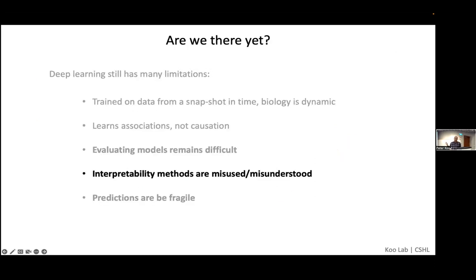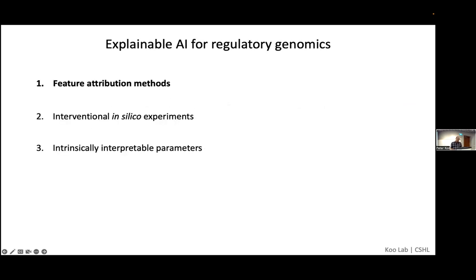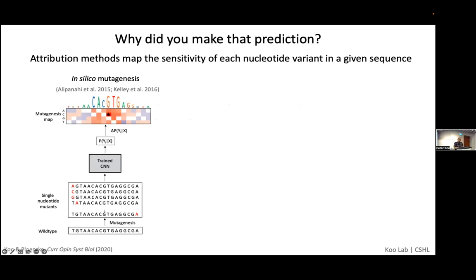Now, there are a lot more insights, but I'm just glossing over, and I'm now going to cover the main focus of this talk, which is on interpretability methods. Over the years, there has been a lot of progress on model interpretability in genomics, and there are three prominent methods, which are feature attribution methods, interventional in silico experiments, and also model interpretability, or designing the model such that its parameters are intrinsically interpretable. I'm going to go over each one of them. Attribution methods map the importance of each nucleotide in a given sequence on model predictions.